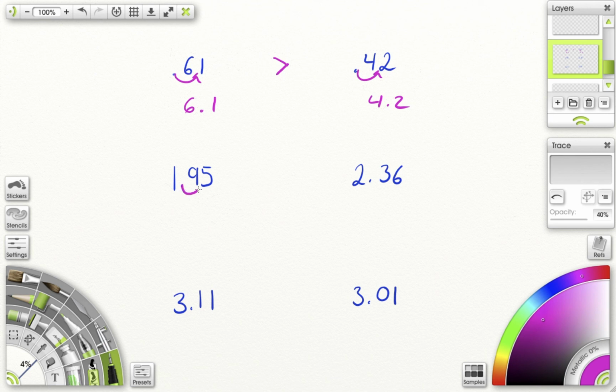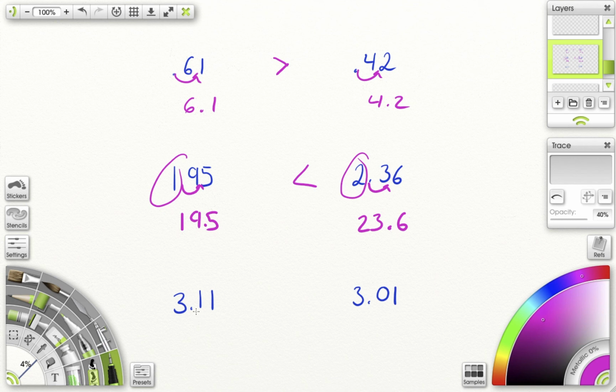Next is moving the decimal over. So I have 19.5, and this one I have 23.6. Which would you rather have, 19 or 23? This one. And then we have 1 and 9/10 and 5/100, 2 and 3/10 and 6/100. Would you rather have 2 and 3/10 and 6/100? Would rather have the 2 because right off the bat this number is bigger than this one.